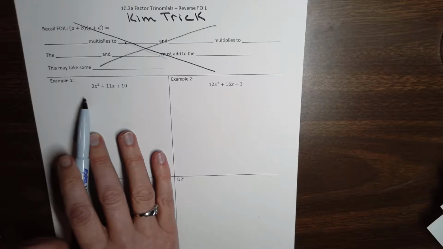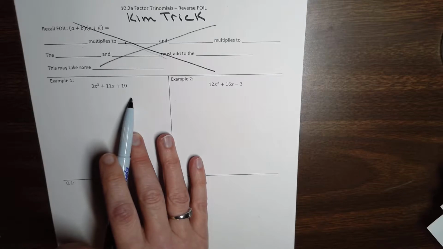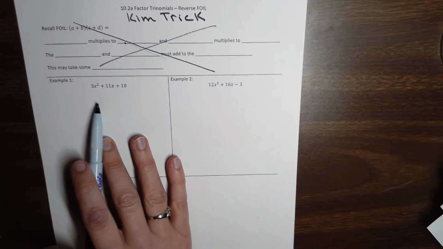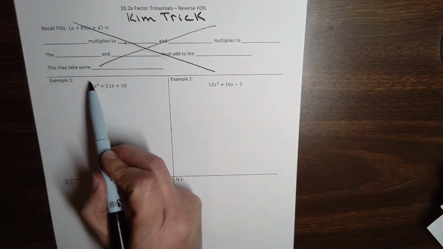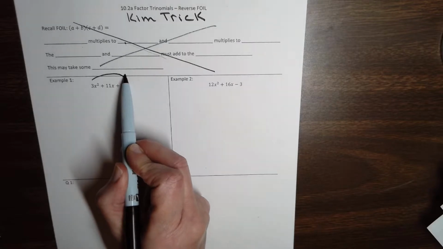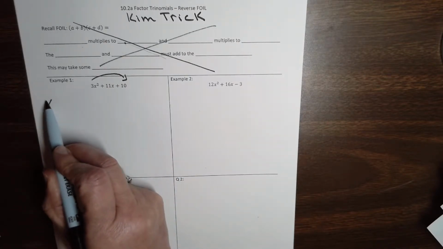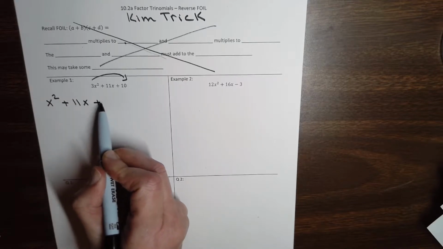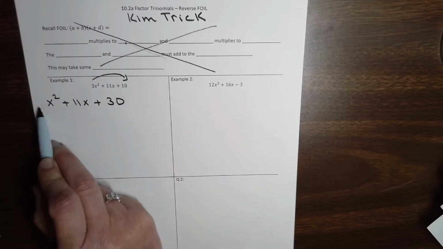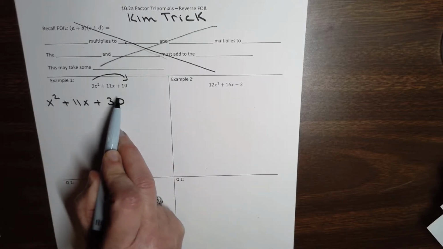Step number 1 is to check to see if you can factor out a GCF. Looking at this example, there is no GCF that we can factor out. So we'll go to our second step. Step number 2 is taking our leading coefficient and multiplying it by the last term. So when we do that, we get x squared plus 11x plus 30. We don't have to write the 3 anymore right here because it's within the last term.